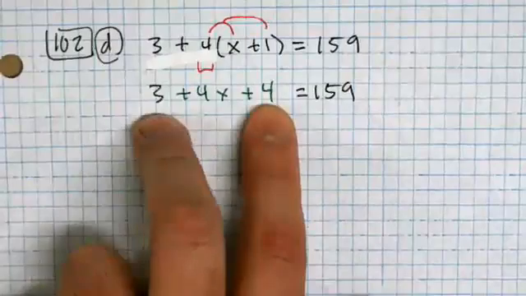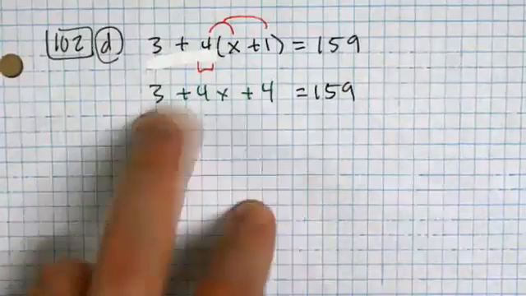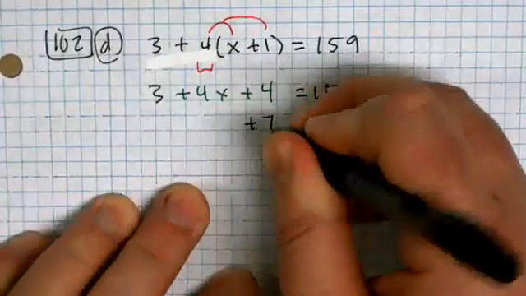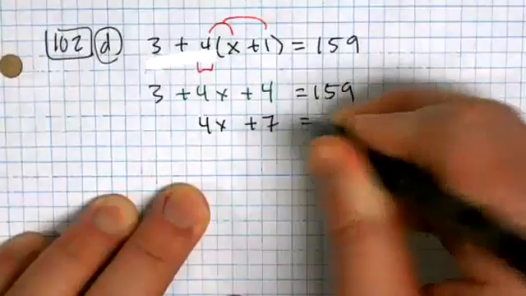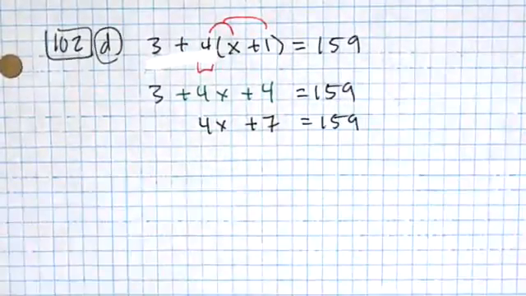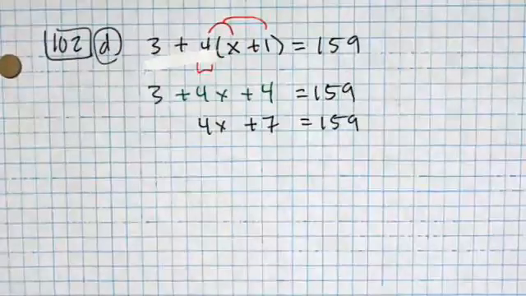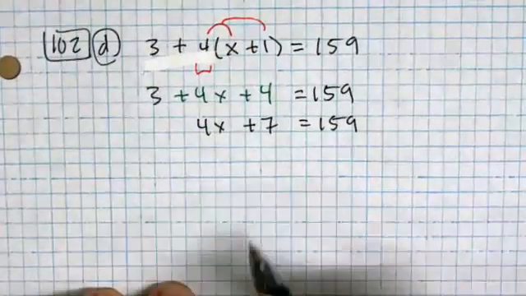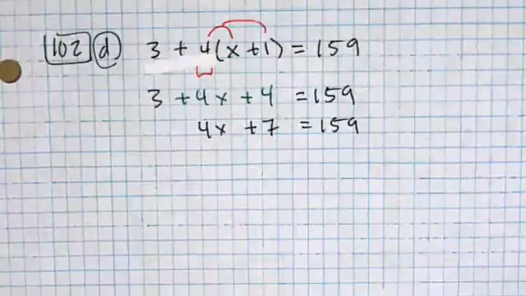Next up, combine like terms. I got 3 and a 4 here. That's a 7. I'm going to put it right here. The 4x is going to stay. And then a couple more quick steps of algebra to finish it up, and I'll leave the last couple steps up to you.